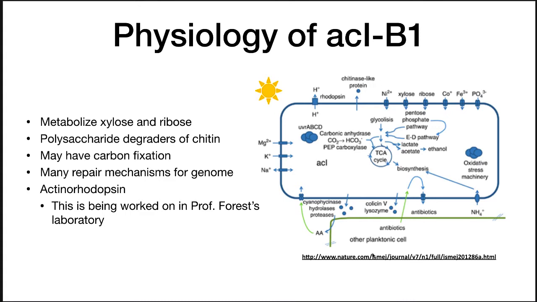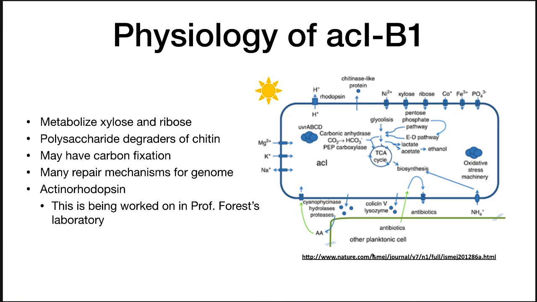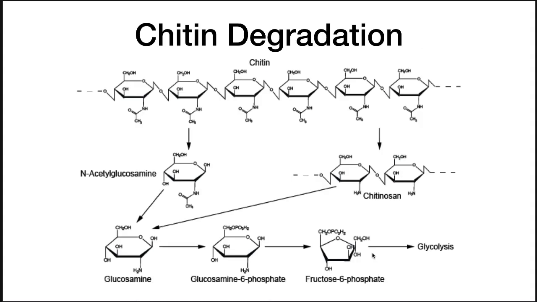It seems to be able to degrade polysaccharides like chitin. It may have carbon fixation, which is interesting. And it has many repair mechanisms for its genome. Finally, it has an interesting molecule called actinorhodopsin. And this is actively being worked on in Professor Katrina Forrest's laboratory at the University of Wisconsin-Madison in the microbiology department. So let's look a little bit at the chitin degradation.